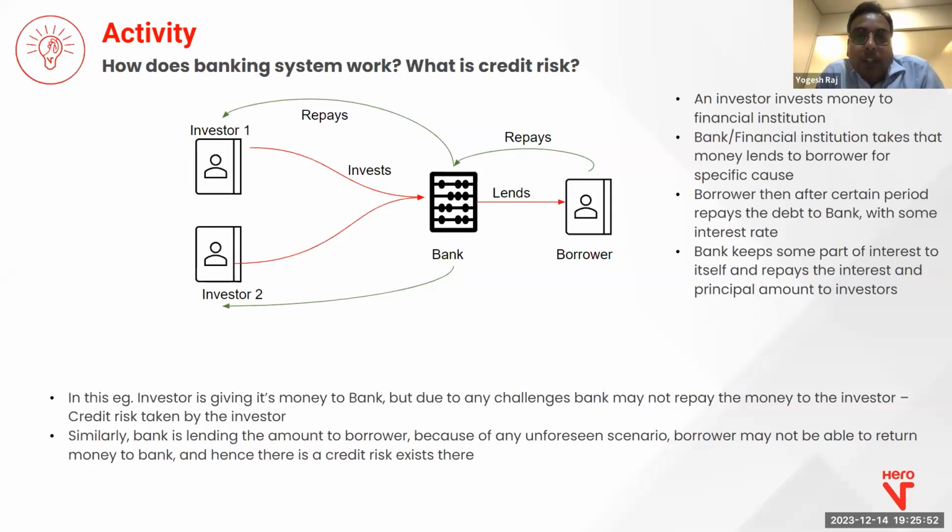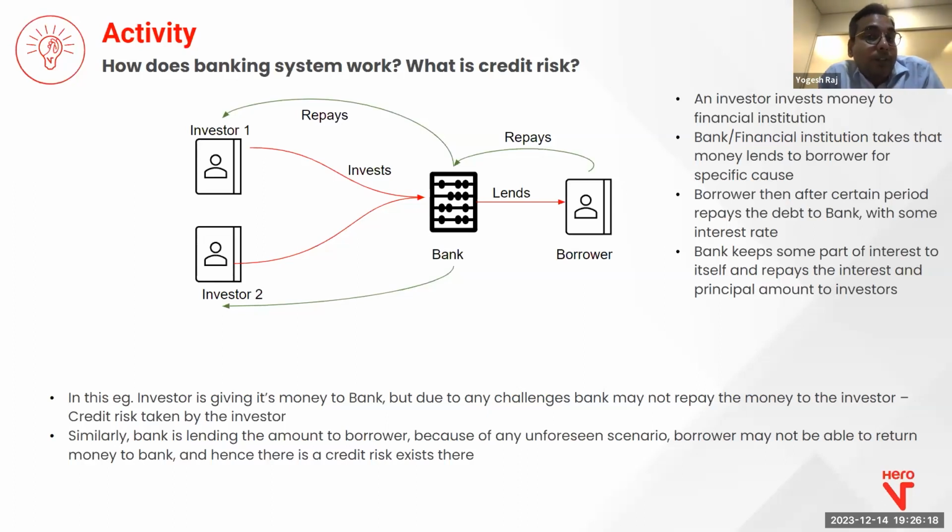For example, the borrower may not be able to repay the bank. A bank may not be able to repay the investors. So, for any reason, maybe the customer had a health issue, or the business he or she was in was not able to give the proper ROI, and they have to shut the business. In that case, the borrower will not be able to pay back the bank.